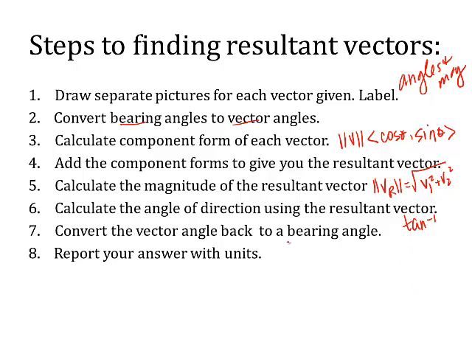Then you have to convert that angle back to a bearing angle. Remember, the bearing angle is the angle with the vertical, not the horizontal, not the standard position. So usually what you're doing is subtracting from 90 to get this angle right here. And then you have to label it with units, northwest, southwest, etc. So make sure you're finding the bearing angle before you report your answer.